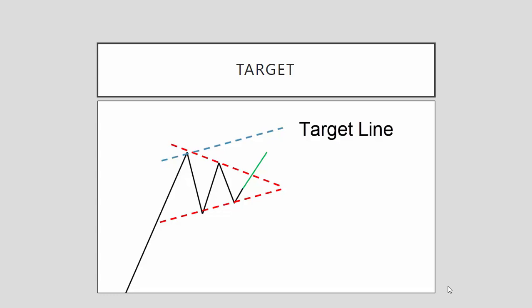But I have to mention an important point. Unfortunately, this measurement is not as accurate or even valid as it was for the head and shoulders pattern. So always be careful when you are working with triangles. Let's see our examples.